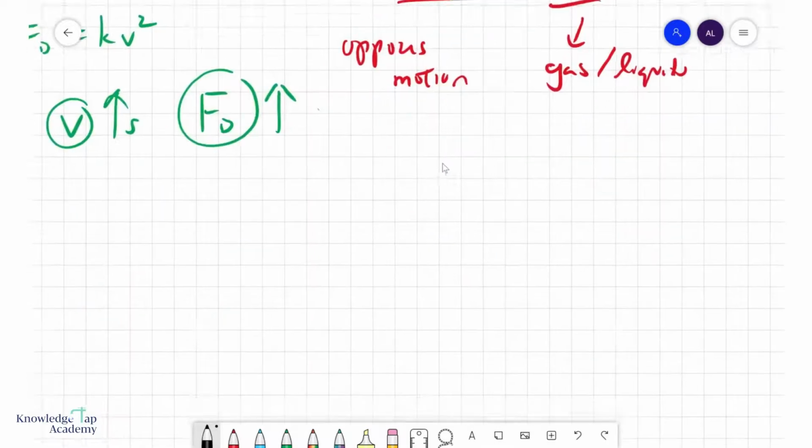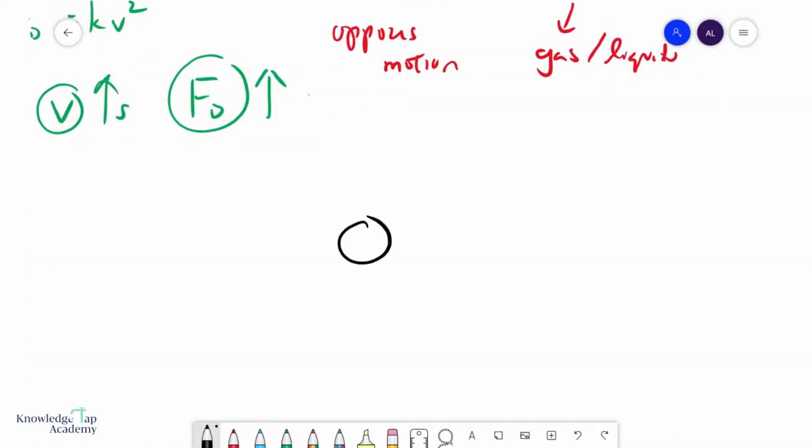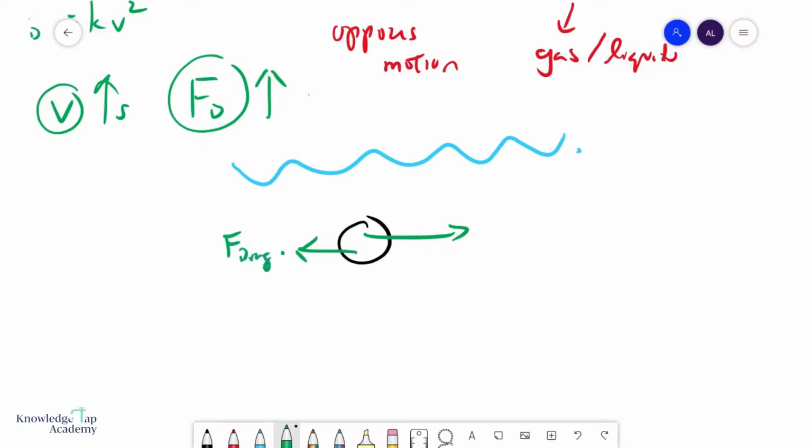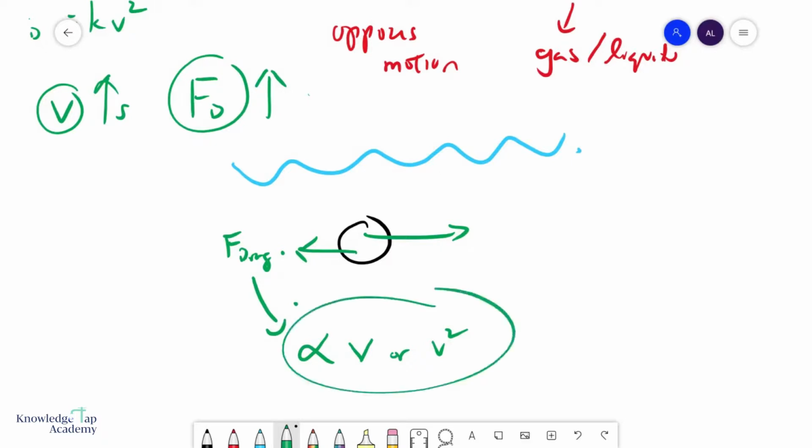So basically, to keep things simple, if this is my object, I'm trying to move in a body of water. If I move this way, then of course the drag will act this way. And this drag is directly proportional to your speed or the square of your speed. Drag will always oppose your motion, and like we said, it is proportional to speed or v squared.